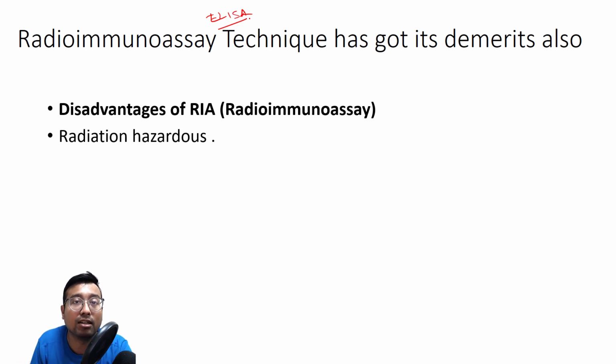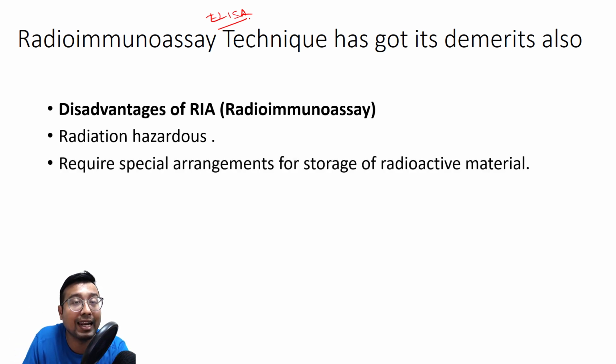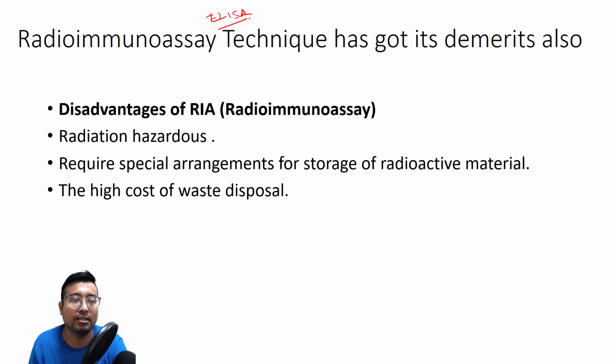So it is hazardous. There is radiation hazard to the technician or the student or the researcher who performs in the RIA lab. Again, since it requires radioactive material, we need special arrangement to store. We cannot just store it in the refrigerator. Okay, we need lead shield, protected area. We need permission from regulatory board, etc. So these are the disadvantages which we need to consider.